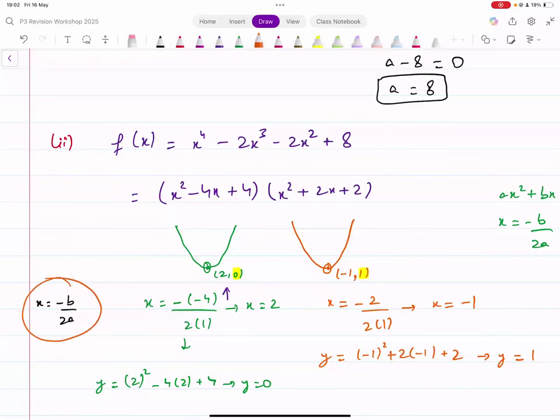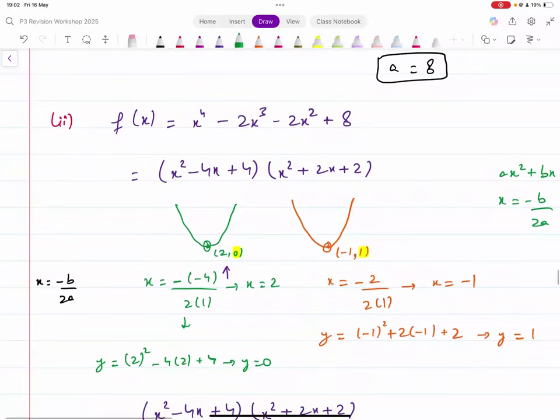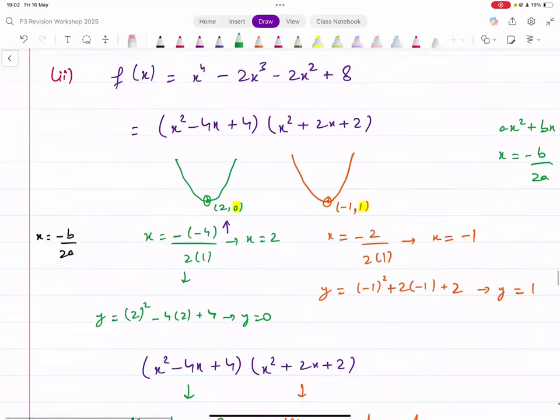I've used minus b over 2a here. The x coordinate of the turning point for the first expression turns out to be 2. The corresponding y coordinate, as in you put x equal to 2 in this expression, turns out to be 0. So the minimum point for the first function is 2, 0. Now the value of a function is basically its y value, right? So the minimum value that we're getting for the first function is 0.